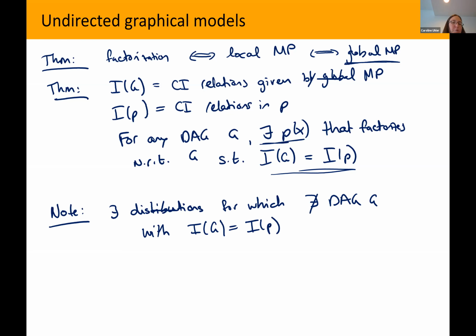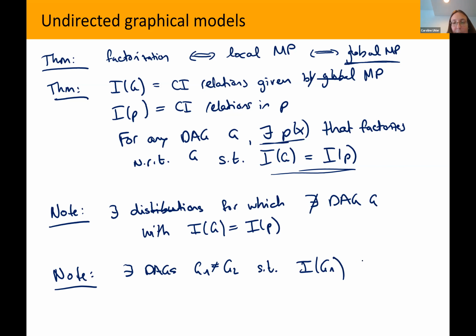Okay, so there are certainly distributions that cannot be represented by a DAG, so that the conditional independence relations are exactly the separation statements. And it would also be nice to show that you can in fact have different DAGs. So there exist DAGs G1, G2, G1 not equal to G2, such that I of G1 is equal to I of G2. So these separation statements in a DAG actually do not uniquely identify the DAG.